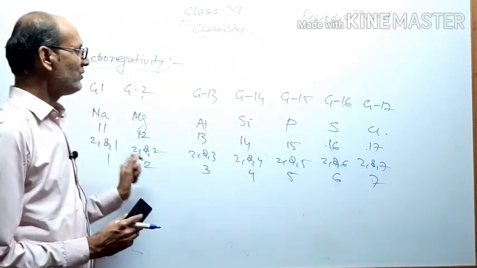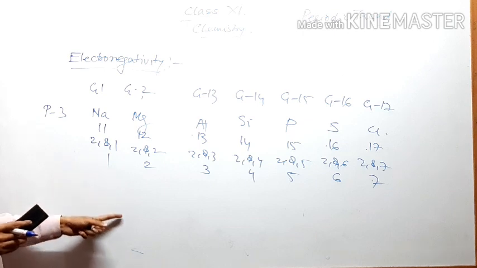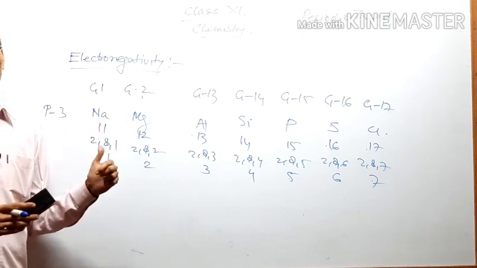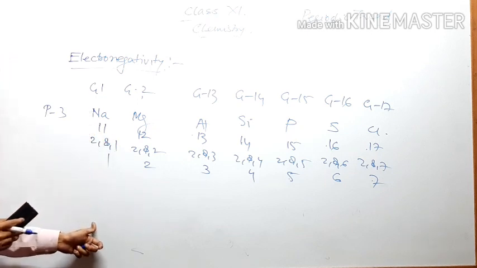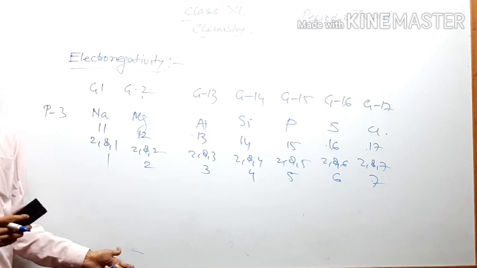What happens if we move from top to bottom? You see that the electrons are 1 here, and will also be 1 in the valence shell. But the size of the atom will increase. Due to the increase in size, when we move from top to bottom, electronegativity will decrease.